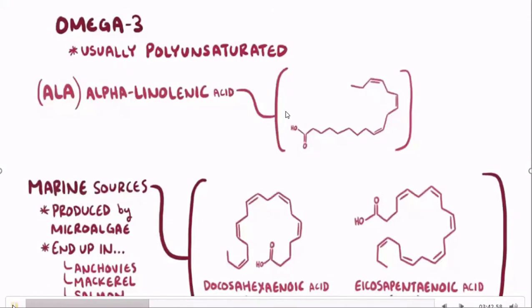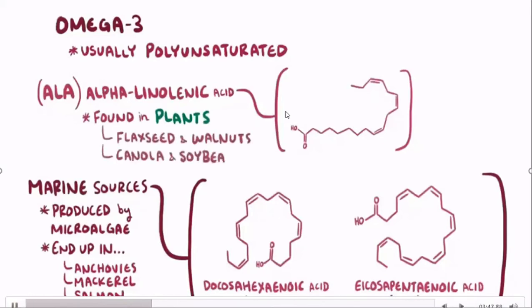salmon, and sardines. ALA is found in plants like flaxseed, walnuts, and canola and soybean oils. Our bodies can convert ALA into EPA and DHA, but it's an inefficient process that yields only small quantities. And that's why dietary recommendations include foods that have EPA and DHA.